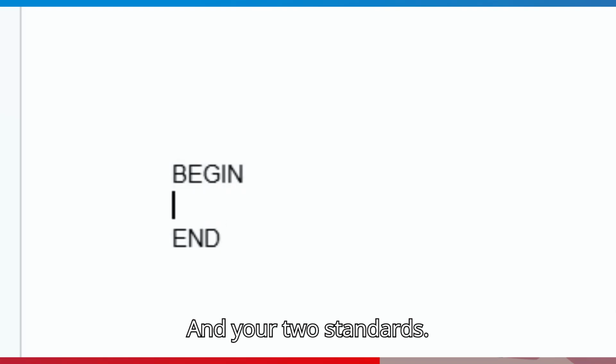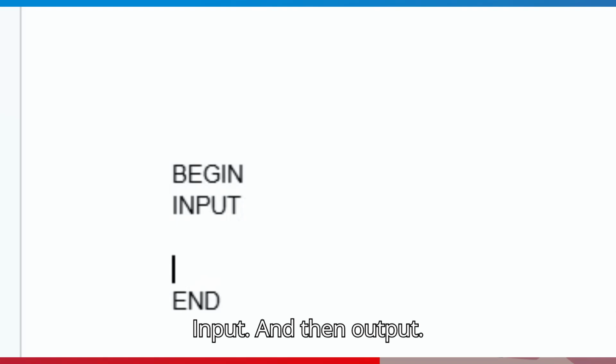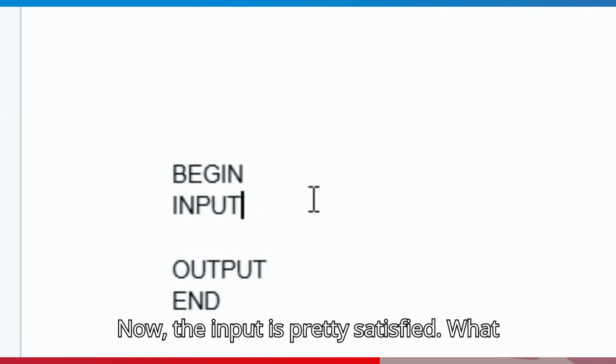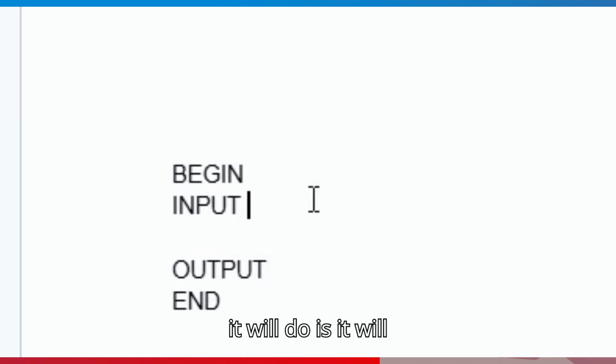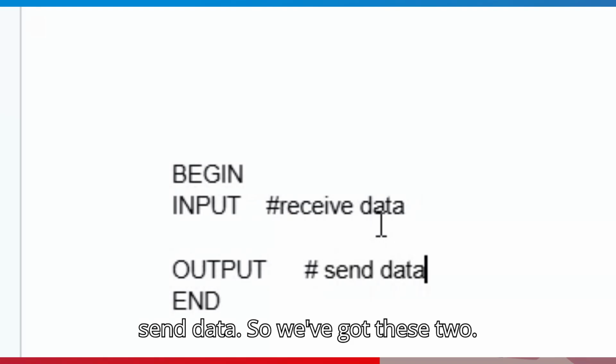So, pseudocode has the standard commands of begin, end, right? Your two standards. Then you have two more kind of basic ones. Input, and then output. Now, input is pretty self-explanatory. What it will do is it will receive data. Output will send data. Right, so we've got these two.